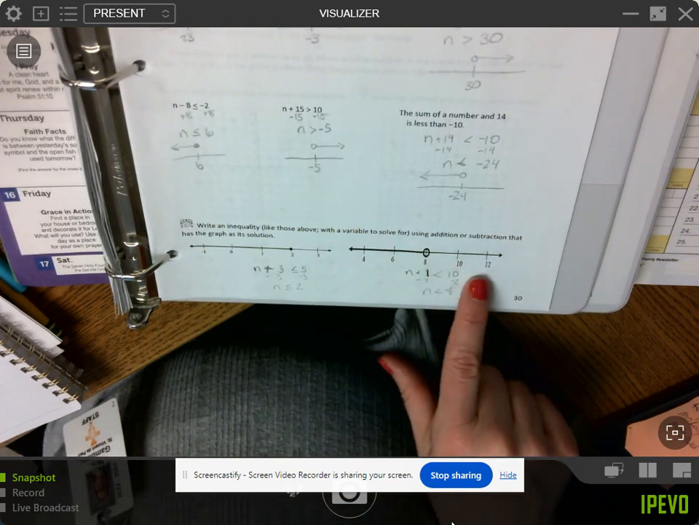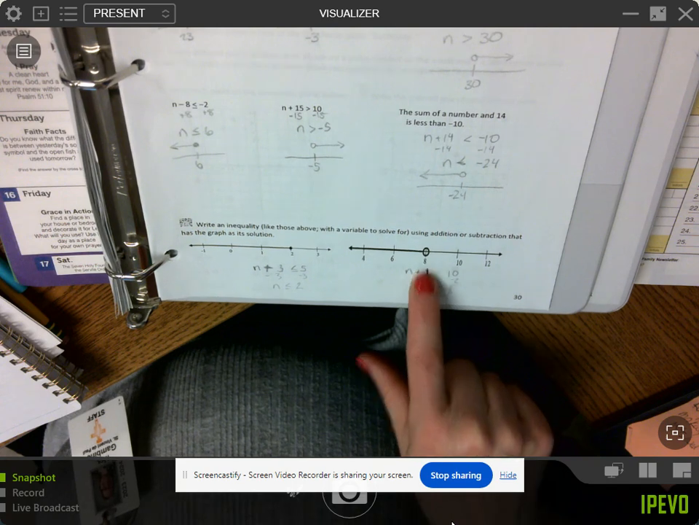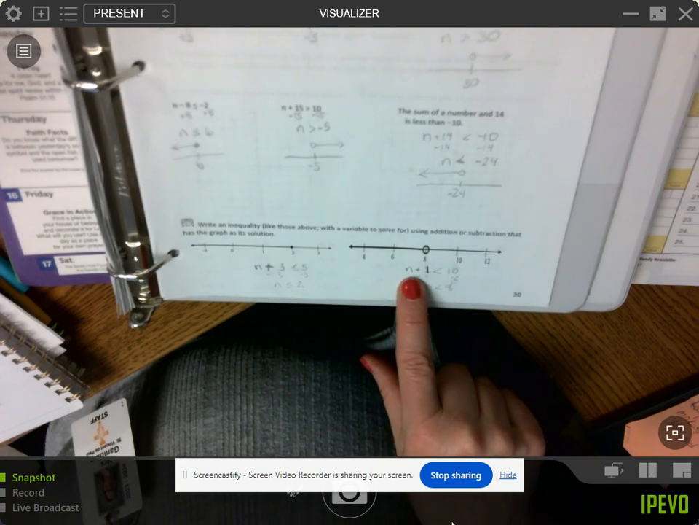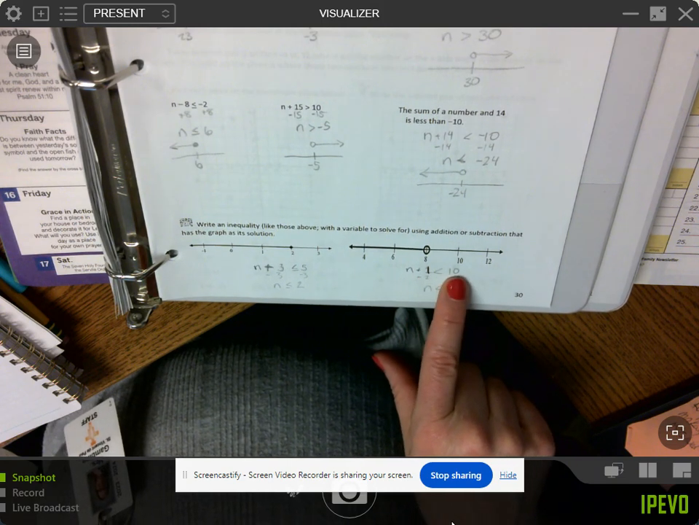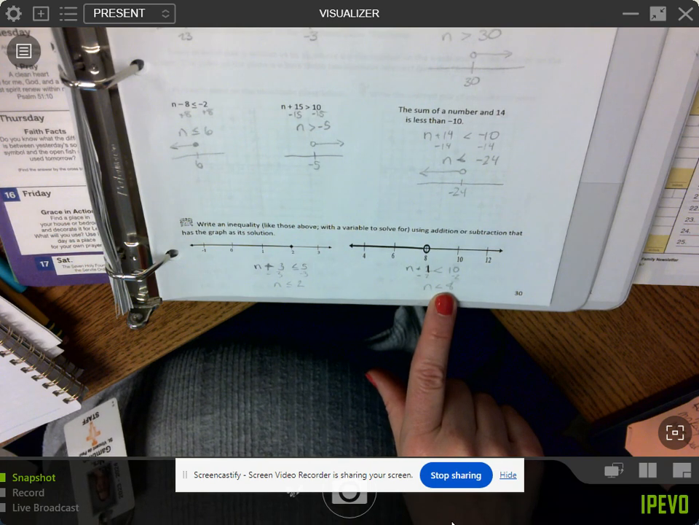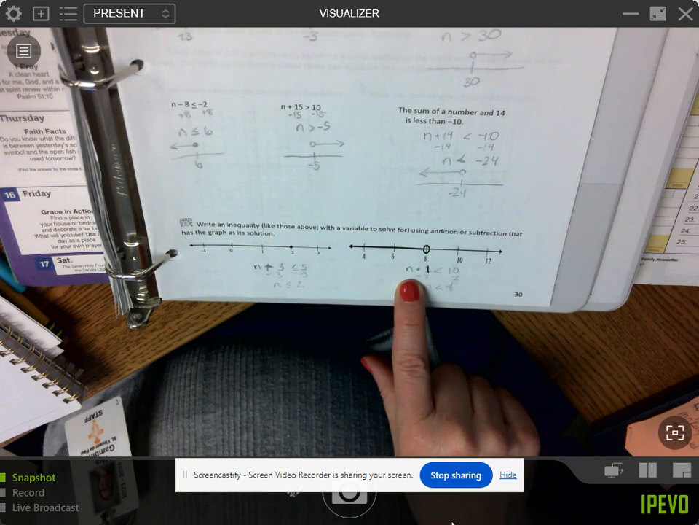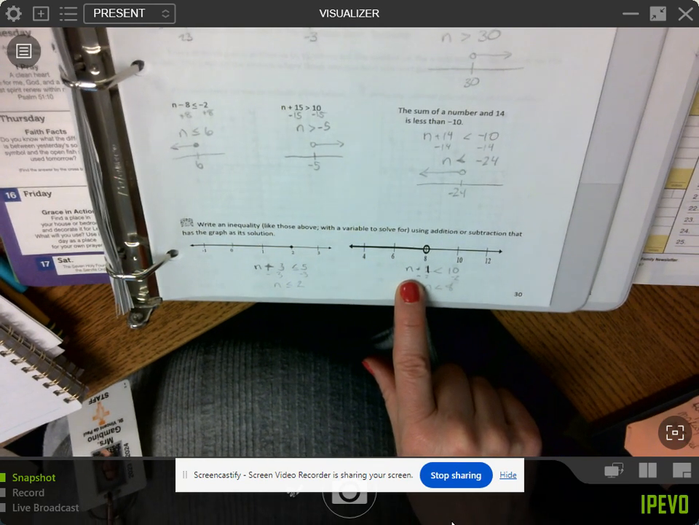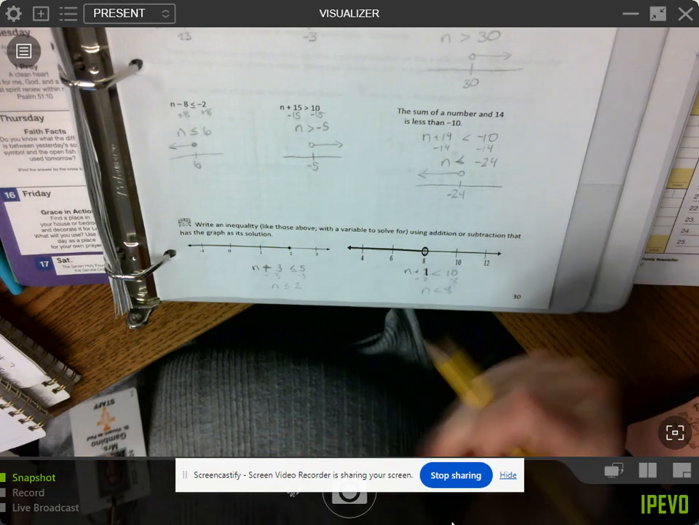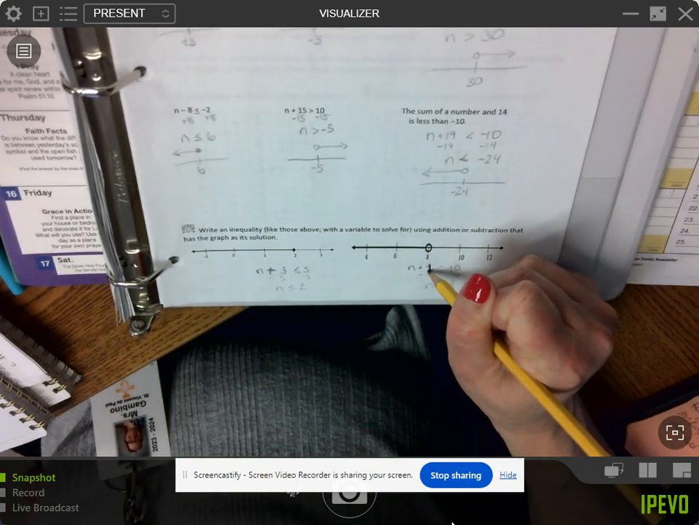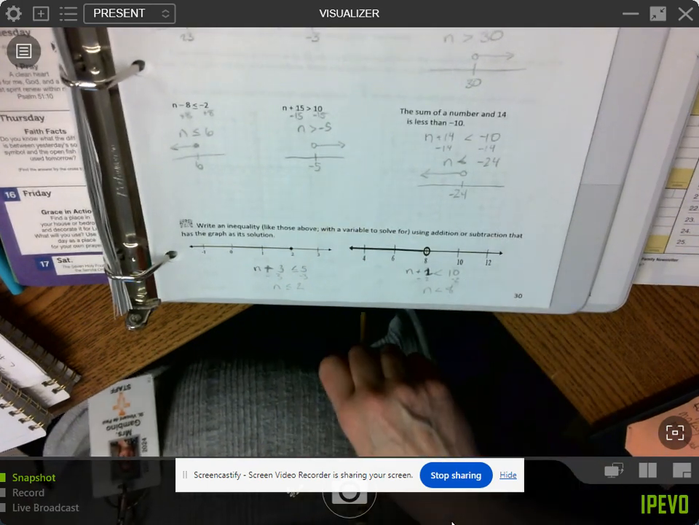On our second one, we know that N has to be less than 8 because it's an open circle at the 8. So I need to come up with a math problem, addition or subtraction, and plus or minus something that when I did the math, it would be N is less than 8. So I have N plus 1 is less than 10. Actually that's a 2. N plus 2. Looks like a 1, but it's N plus 2. So if I subtract the 2, I get N is less than 8.